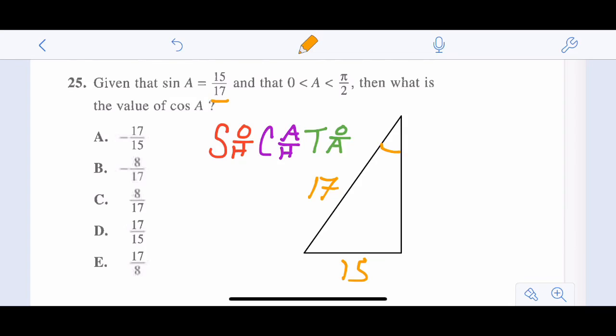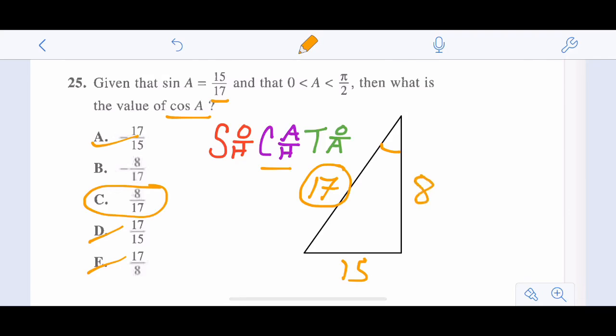And then what is the value of cosine of A? So cosine is adjacent over hypotenuse. So again, the hypotenuse is going to be 17, so if we look at our answers, it has to be B or C, and it's not going to be negative. So C, and there we go. Adjacent is going to be 8. If you wanted to figure that out for sure, you use the Pythagorean theorem, but there's no need to use the Pythagorean theorem because it just gives you the numbers.